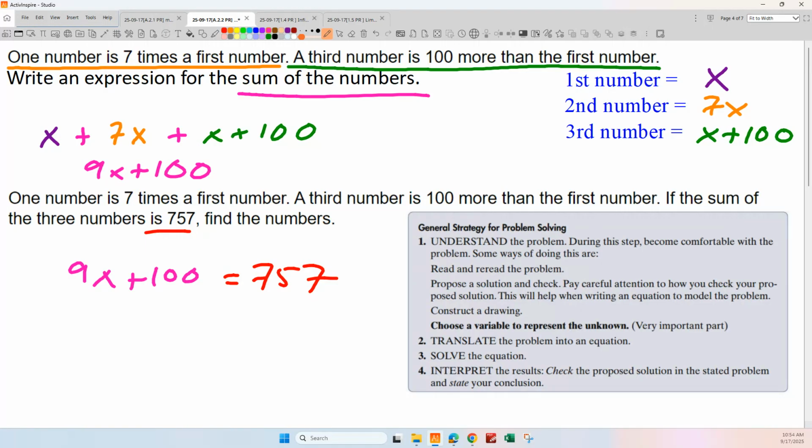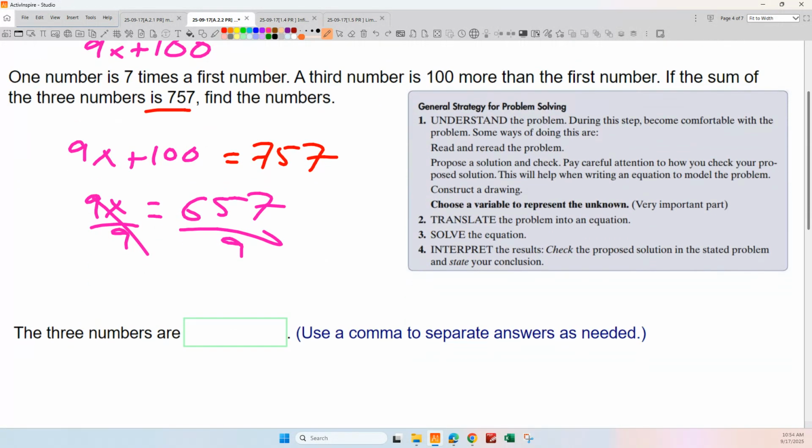What are the 2 steps in order to solve for x? Subtract 100 and then divide by 9. There you go. So we would get 9x equals 657. If I divide by 9, what do we get? Well, we get x equals, and now 9 doesn't go into 6, but 9 goes into 65 7 times with 2 remaining, right? 9 times 7, 63. 9 goes into 27 3 times. So x is 73. Are we done?